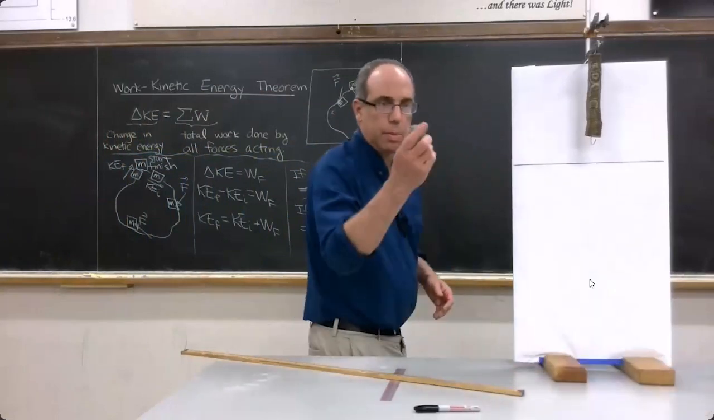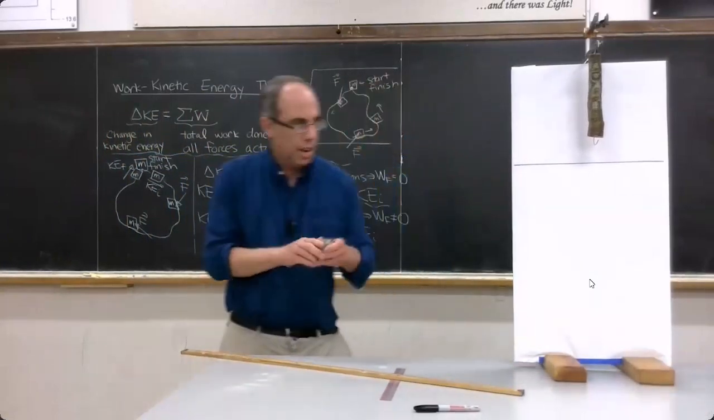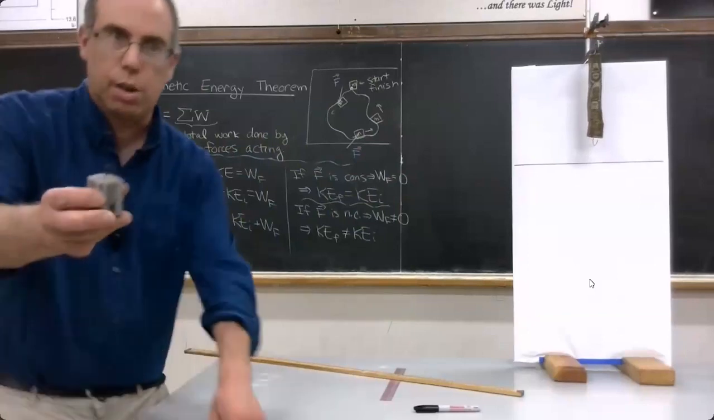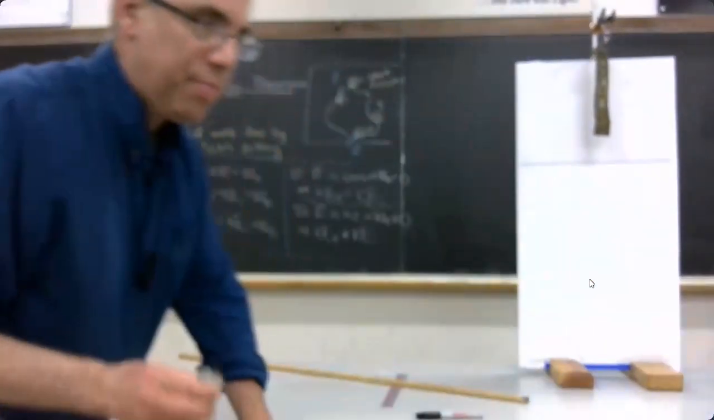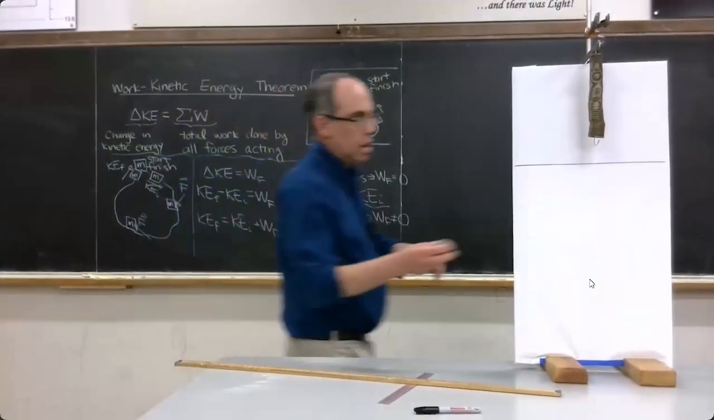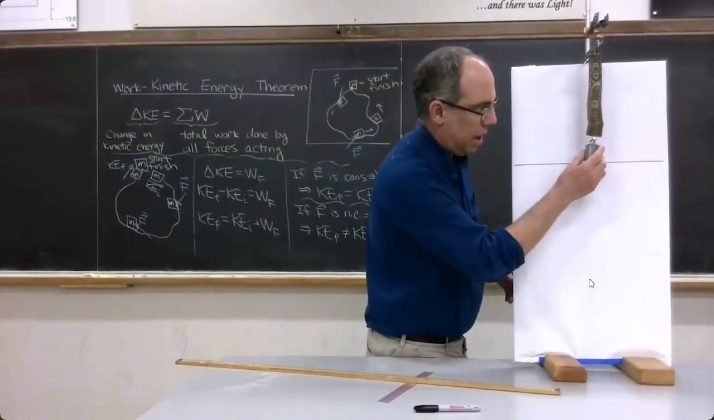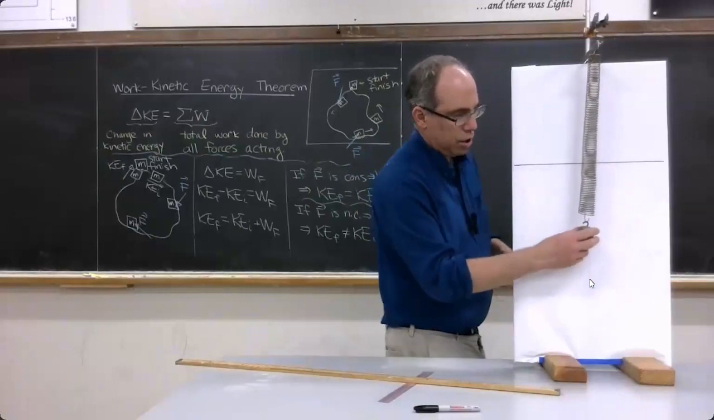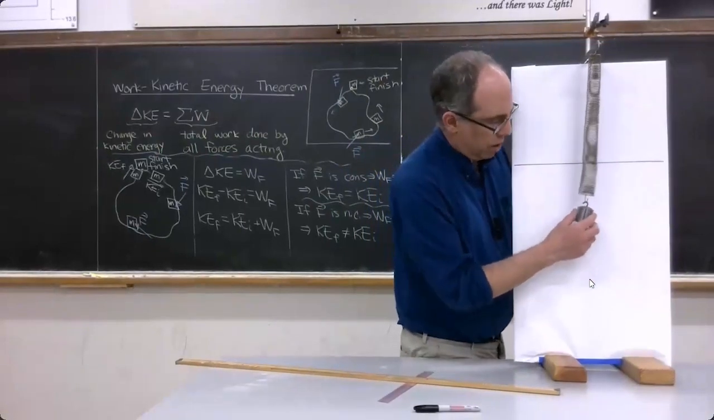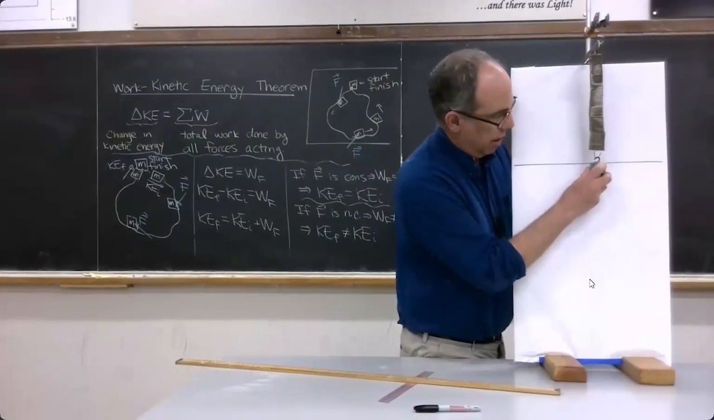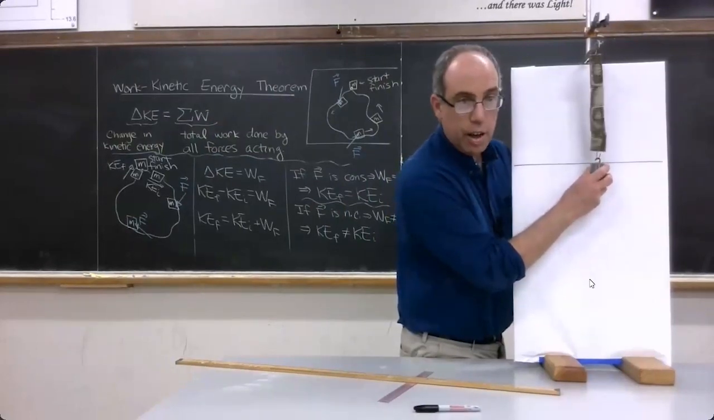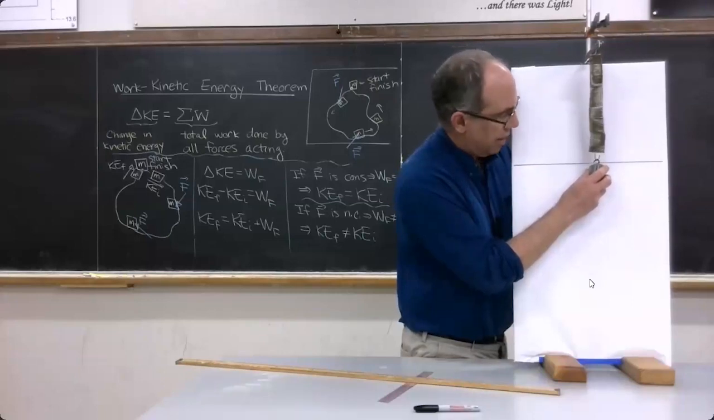So what I'm going to do is take this mass and attach it to the spring, and I want to show you up close. You can see that at the end of the mass there's a hook. So I'm going to take the mass and connect it to the spring, and I'm going to lift the mass up until the bottom of that hook is level with that line that I drew.